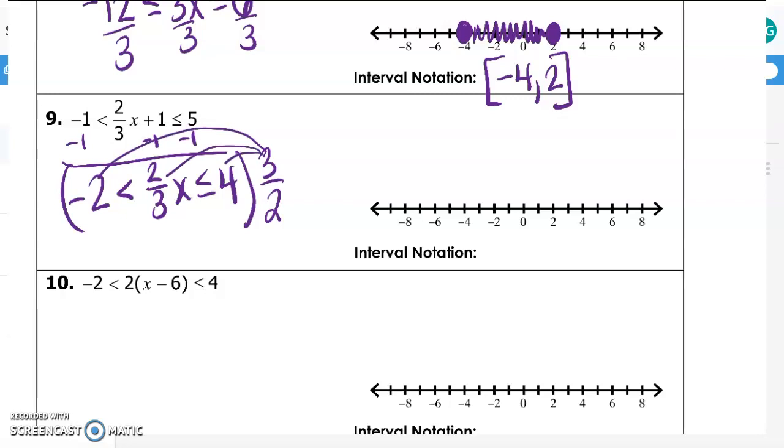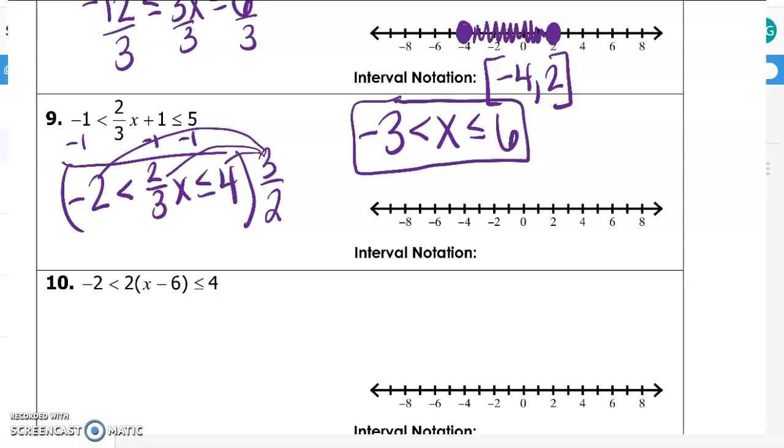So -2 times 3/2 gives us -3 is less than x is less than or equal to 4 times 3/2 gives us 6. So open circle at -3, closed circle at 6, shade in the middle. Your interval notation goes from -3 to 6, parenthesis because it's open, bracket because it's closed.